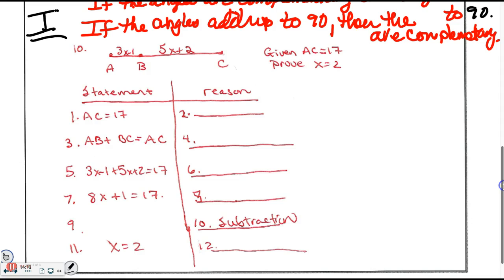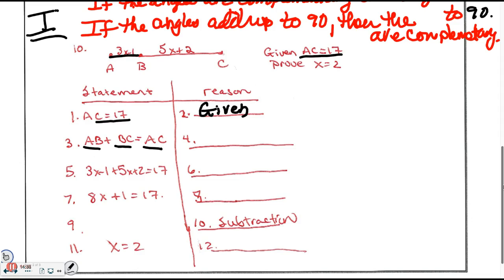Be prepared to write a proof that deals with the segment addition postulate. Remember, the first reason in any proof is the given. How do I know from A to C is 17? Well, because they told me. The next thing they didn't tell me, which means it has to come from the picture.